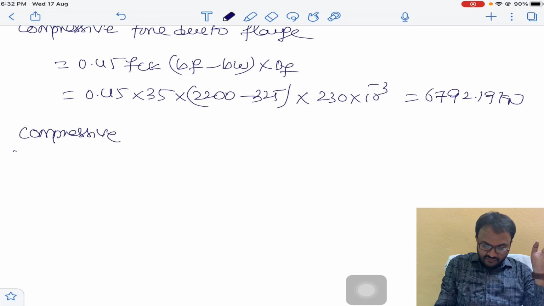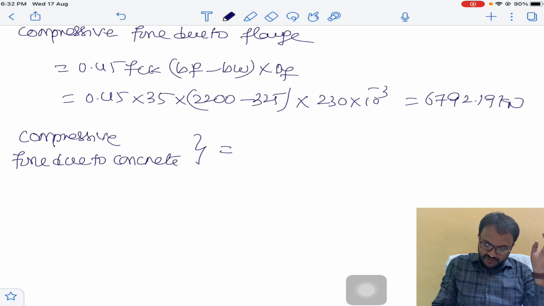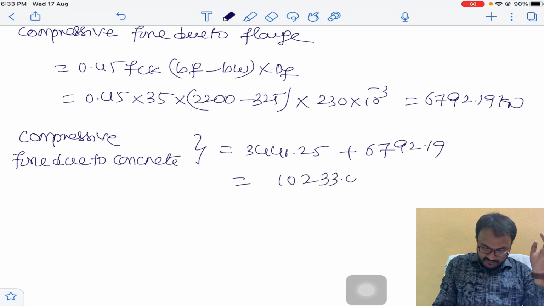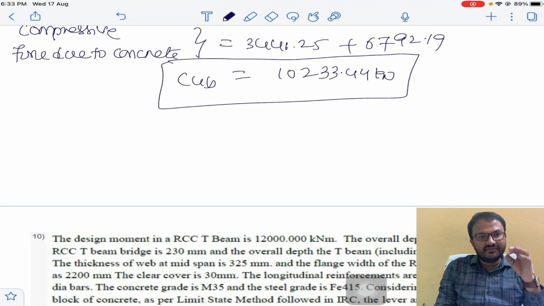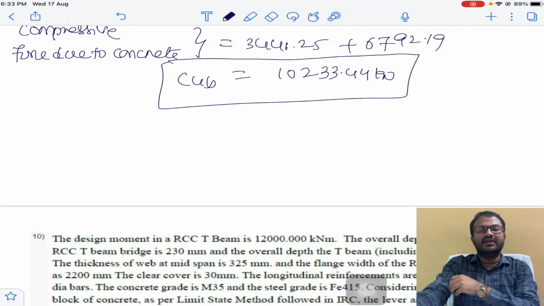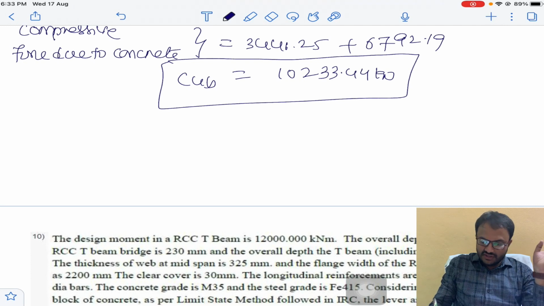Compressive force due to concrete is equal to, earlier we got 3441.25 and it is 6792.19. So total force it will be 10233.44 kilonewton. This is the entire compressive force CUB. Okay. So now this entire compressive force has to be resisted with tensile force, as the section he has given is a balanced one.